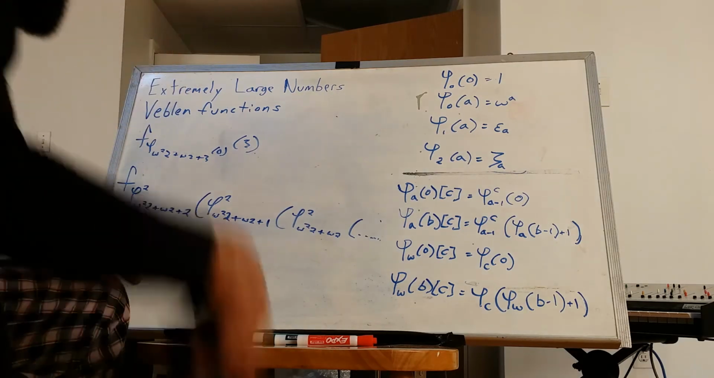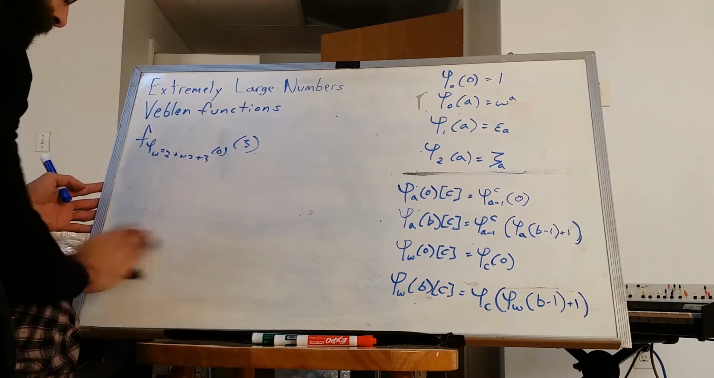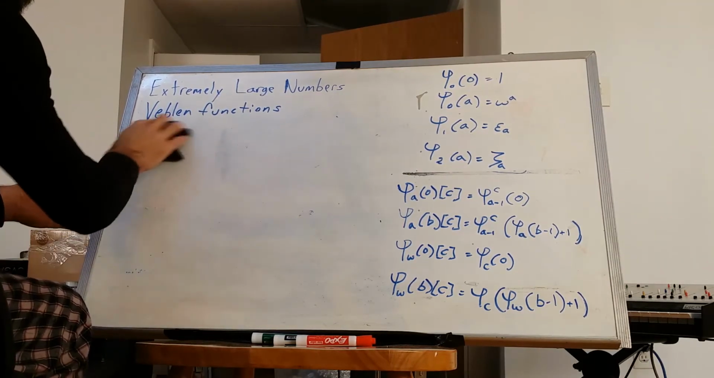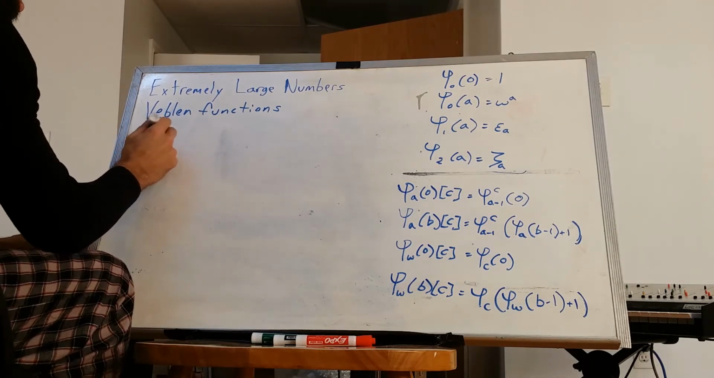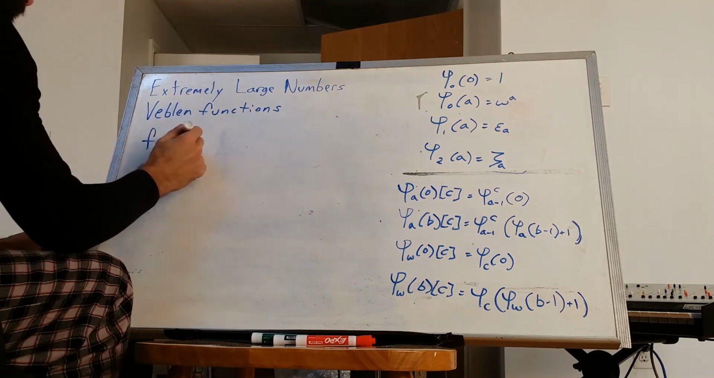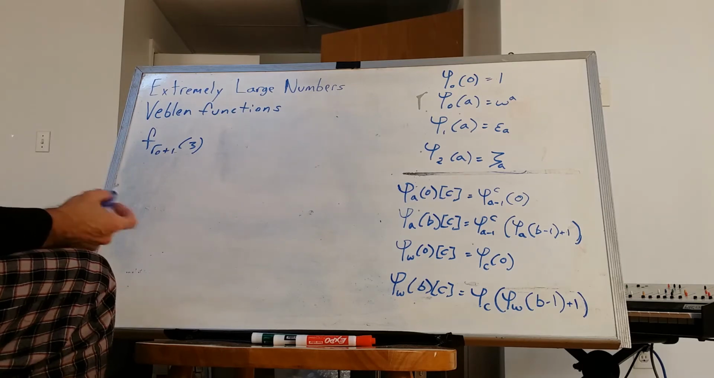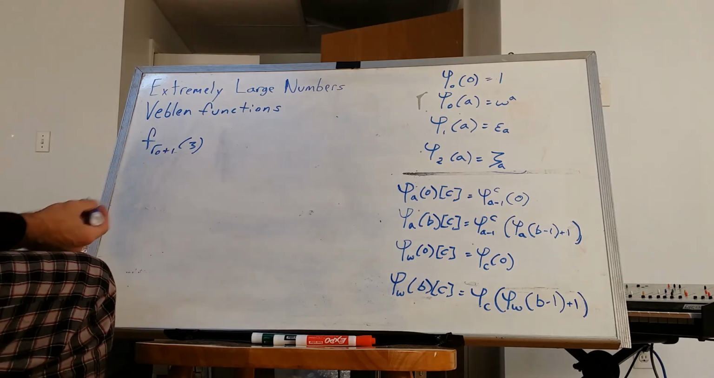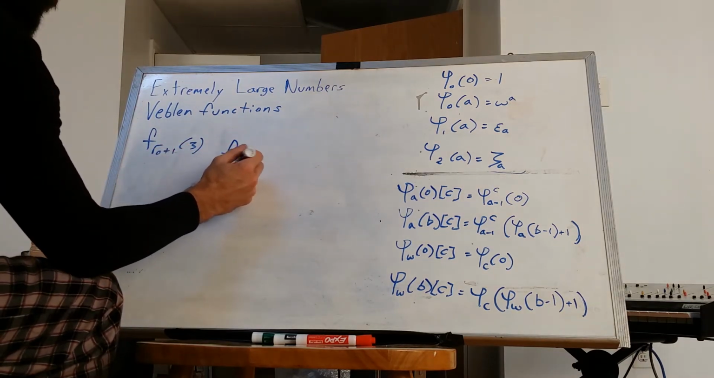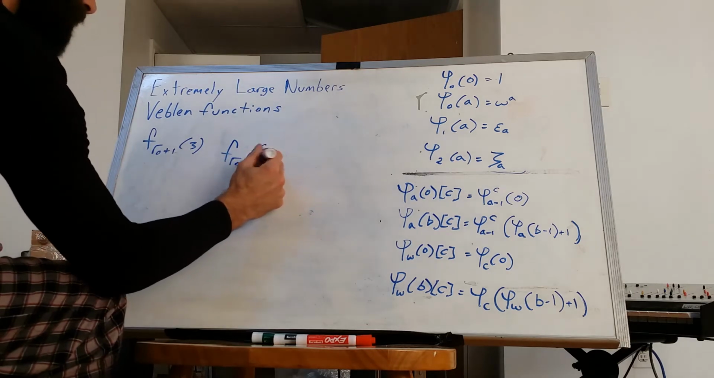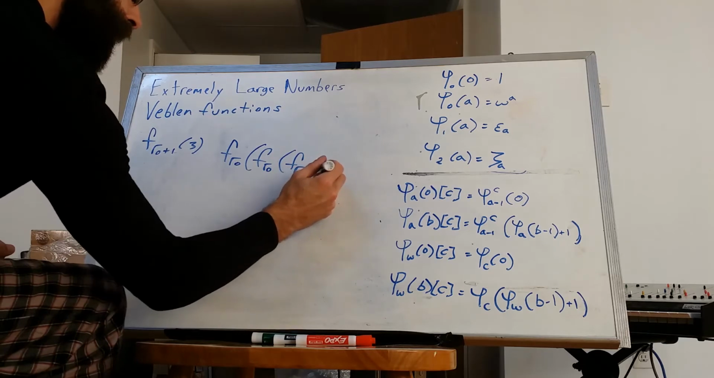And we can even go beyond that. We can go gamma naught plus 1. So what would gamma naught plus 1 equal? Let's see. What if we had f gamma naught plus 1? Well, this is really simple. This is just our basic fast-growing hierarchy operation here. We just do 3 copies of the previous function. So this would be 3 copies of the gamma naught function. So f gamma naught of f gamma naught of f gamma naught of 3.